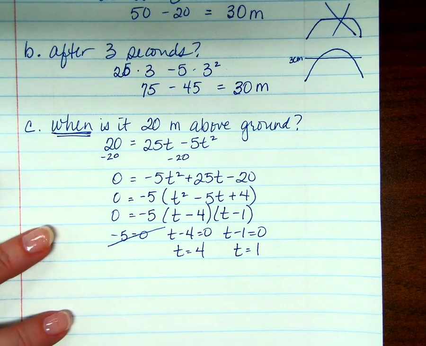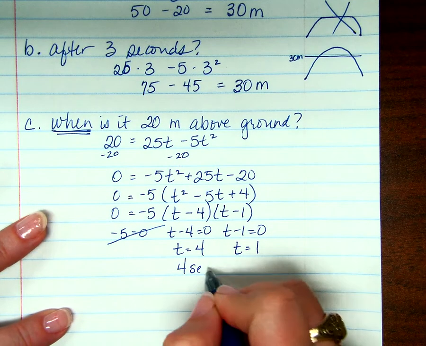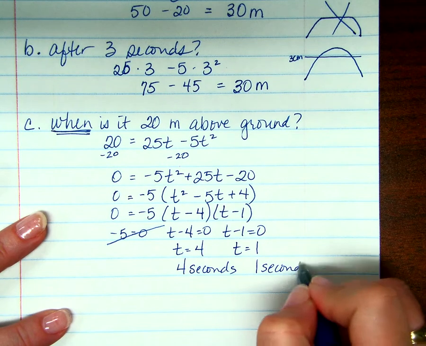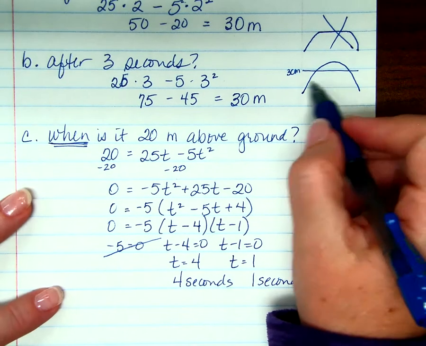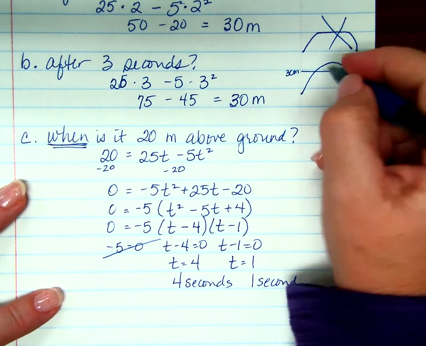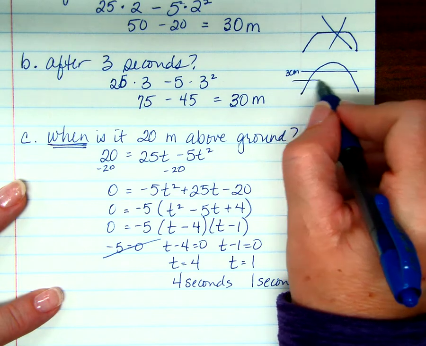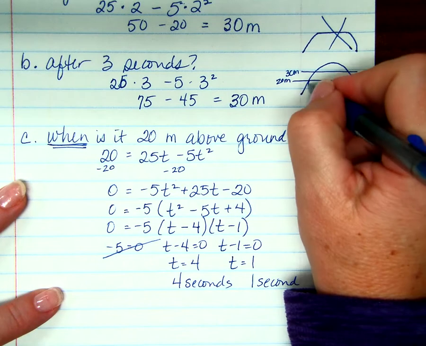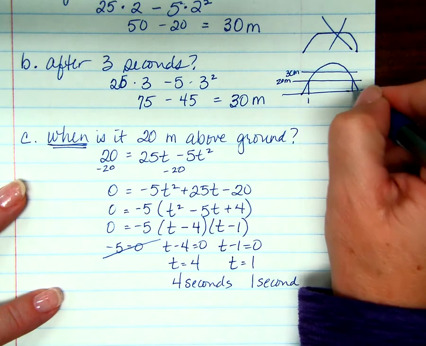When is it 20 meters above the ground? 4 seconds and 1 second. 4 seconds. That's not hard. Take it to 20 meters. 1 second. Yeah. I don't know. So that means if we're going back to our graph over here, then maybe 20 is right here. 20 meters. Okay. And that is time-wise 1 second and 4 seconds.